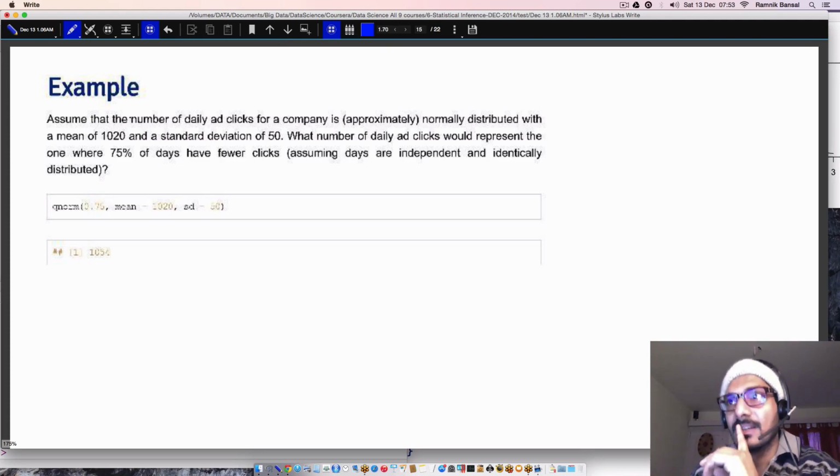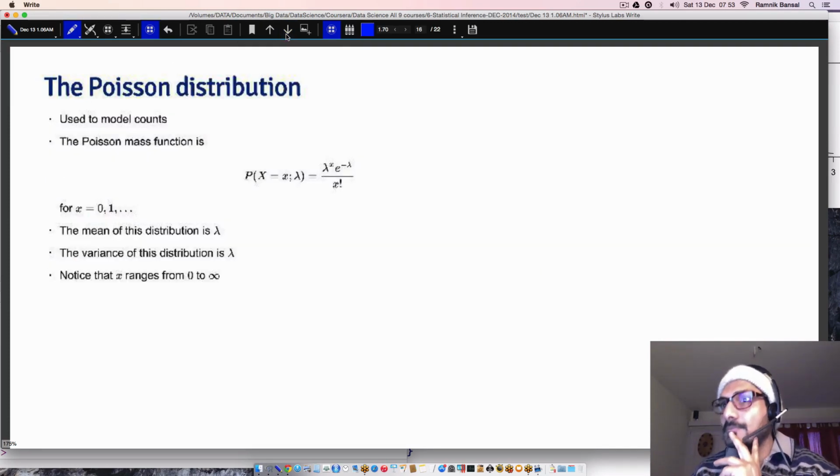All right. Next: assume that the number of daily clicks for a company is normally distributed. Same question: what number of daily clicks would represent one where 75% of the days have fewer clicks? Oh, we have already solved this. Okay. Now let's come to the Poisson distribution.